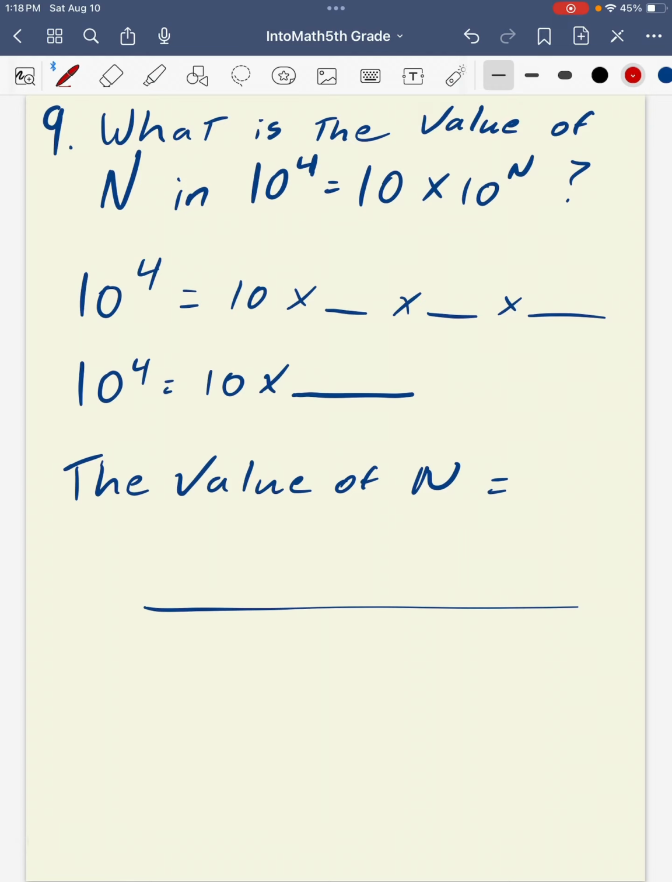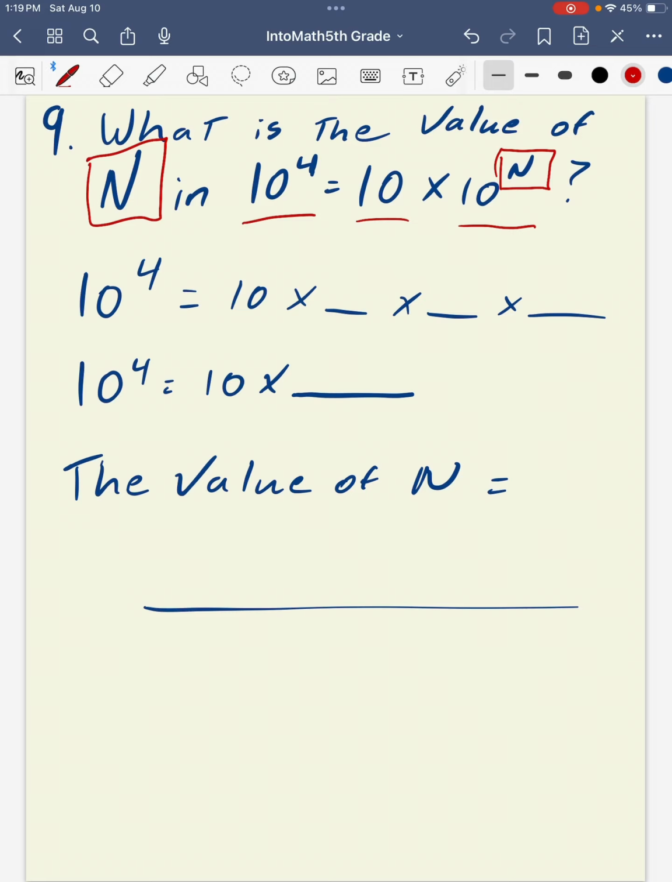Next up, question number 9 asks us, what is the value of n in the equation 10 to the 4th power equals 10 times 10 to the nth power? So we are trying to figure out what the value of n as an exponent is. This is our algebraic thinking, solving the problem to find the unknown, in this case represented by the letter n.